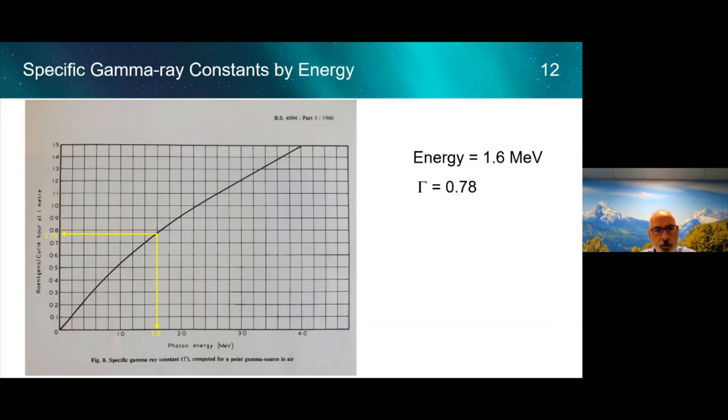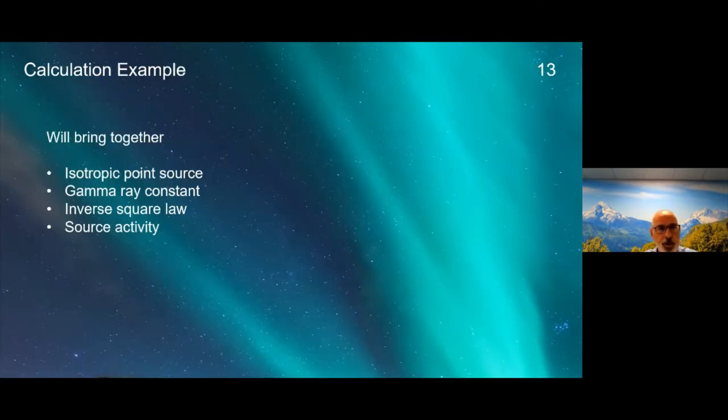Most radioactive sources tend to have multiple decay schemes, so usually not just one energy of interest. You could use this graph to look at the particular gamma ray constant for a particular energy and then weight the contribution of that gamma ray constant, looking at the probabilities of decay for that particular gamma ray energy. We're not going to get into that today, but that's what you can do.